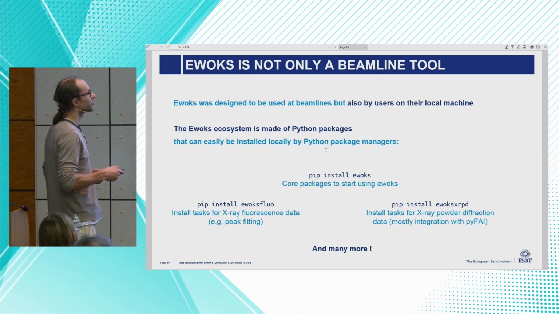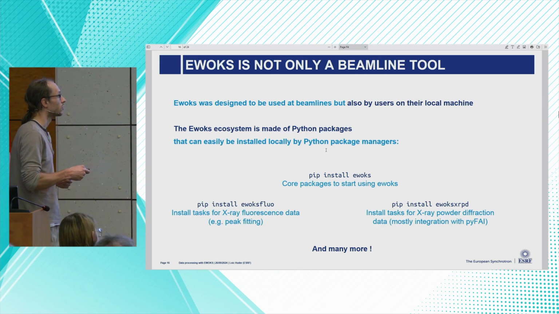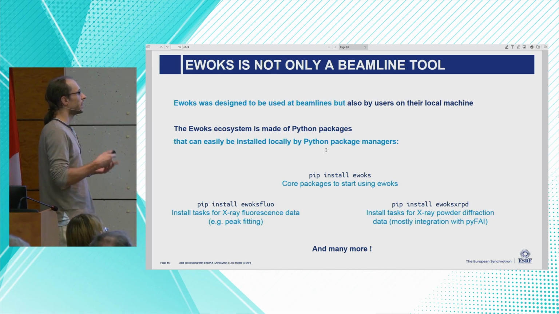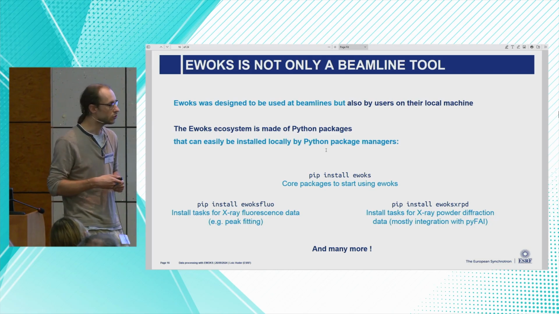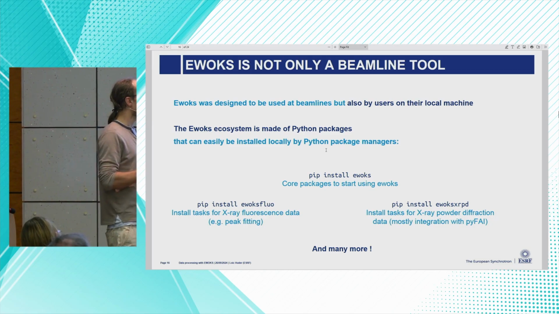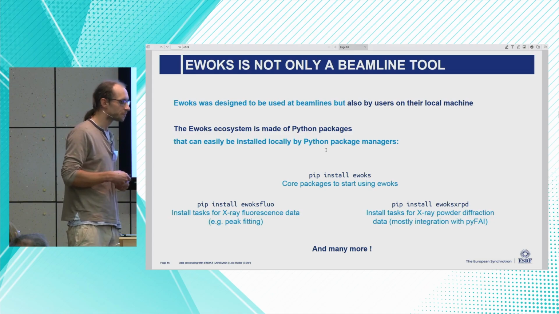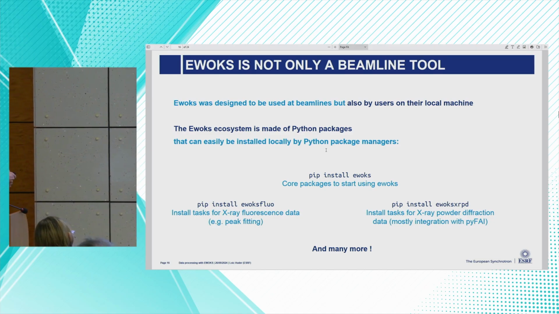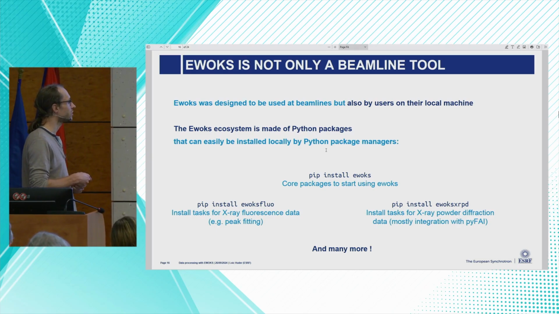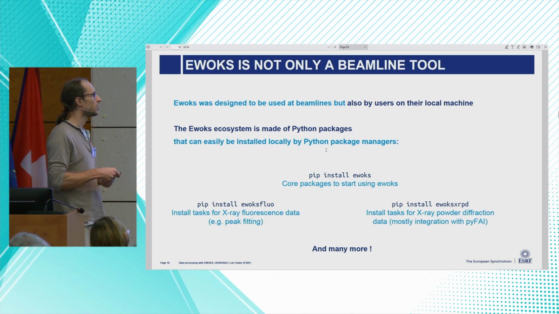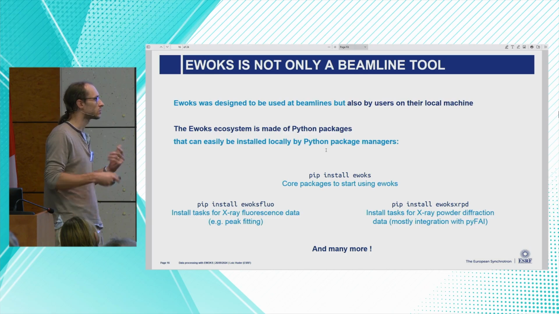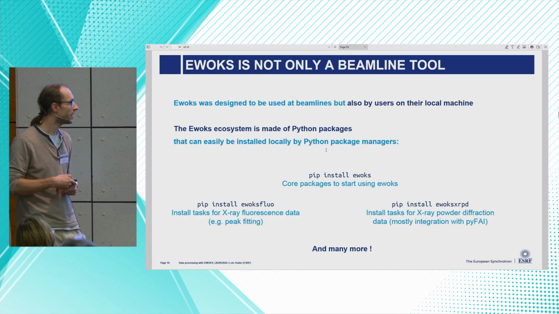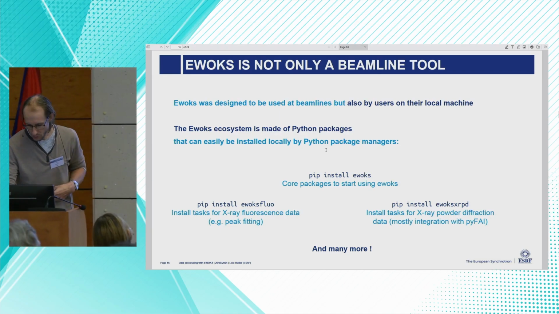So the core package to start using eWorks is contained in the eworks named package. So you need pip install eworks. And then, depending on the processing that you want to do, you may want to install other packages that provide tasks to do specialized processing. So, for example, eworks Fluo install task for X-ray fluorescence data, peak fittings. eworks XRPD install task for X-ray powder diffraction data. This is what I've presented with the integration with PyPhi. And in fact, there are many more tasks.